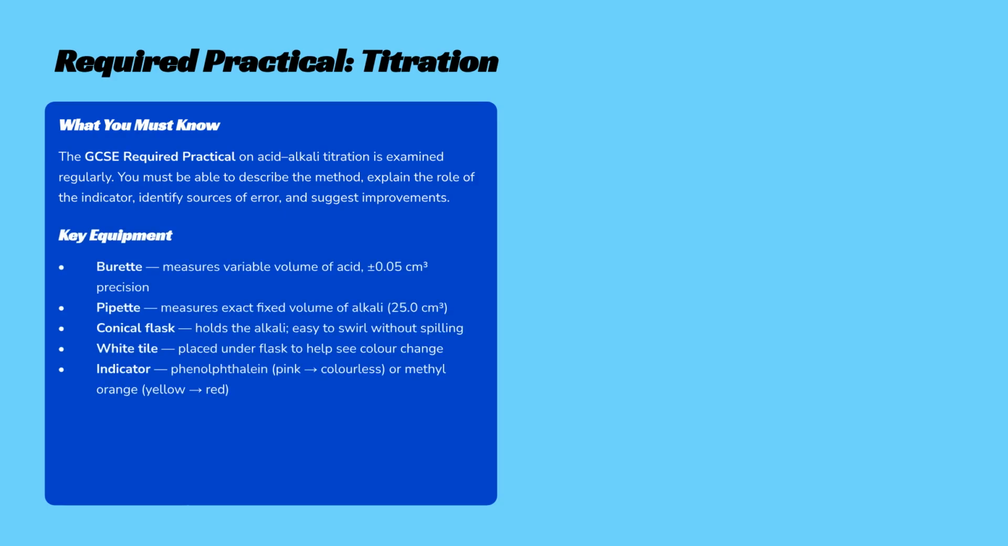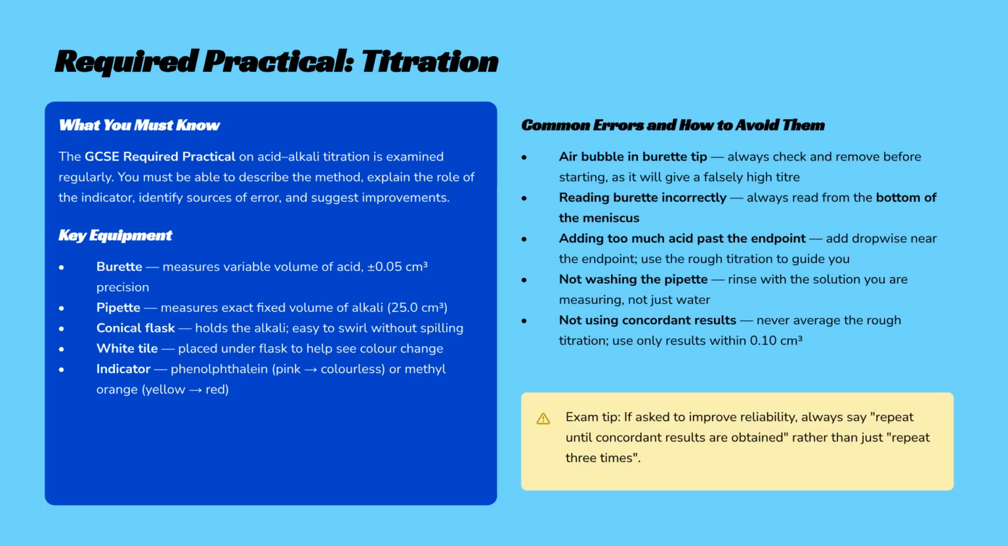Key equipment includes the burette for variable volume, the pipette for fixed volume, and the conical flask for swirling. Common errors to avoid include air bubbles in the burette tip and reading the meniscus incorrectly. Always aim for concordant results within 0.10 cm³ for accuracy.